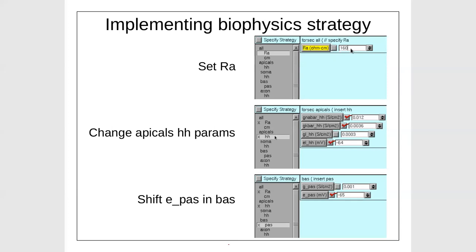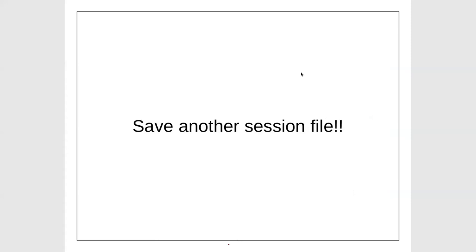I want the apicals to have reduced Hodgkin-Huxley. So I click on apicals HH and then I see appear GNA bar, GK bar, et cetera, et cetera, all the default values for Hodgkin-Huxley. I reduce those by a factor of 10 simply by adding a zero in front of the numerical values for the channel densities. And I edit the numerical value shown here for the leakage reversal potential. I change that to minus 64 millivolts. What about shifting the value of E pass? Well, I click on base pass and I change that to minus 65 millivolts. Okay. Now I've taken care of the biophysical properties.